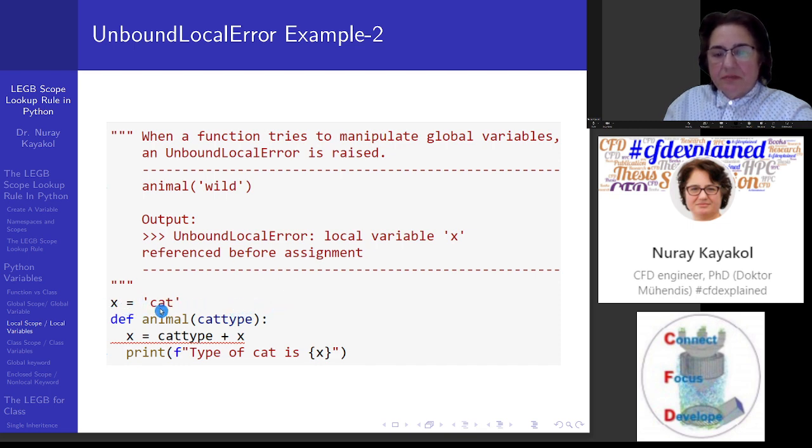As I explained previously, Python will finish checking the value of the variable first inside the function, and then will go up. The variable name x is the same here and here, but the scopes are different. That's why it gives this unbound local error.